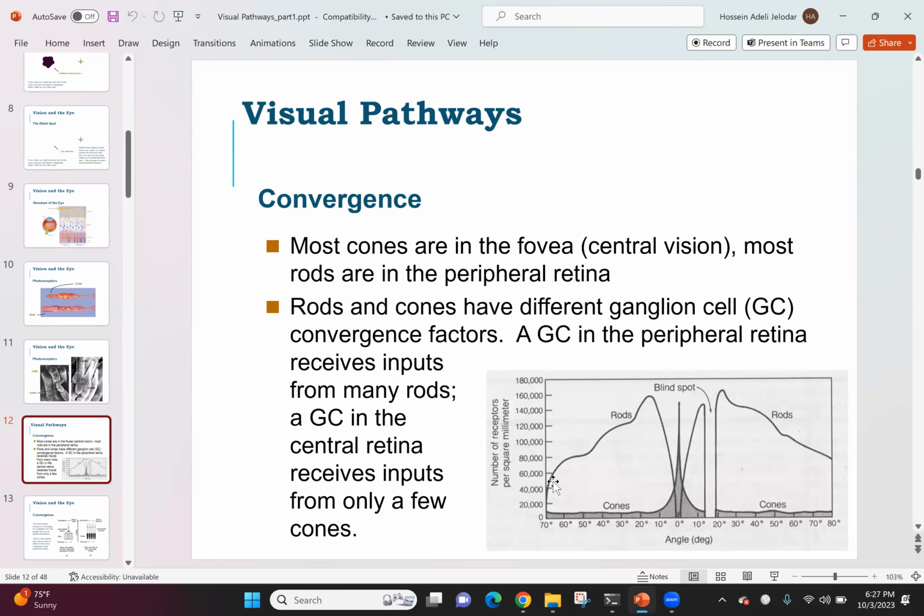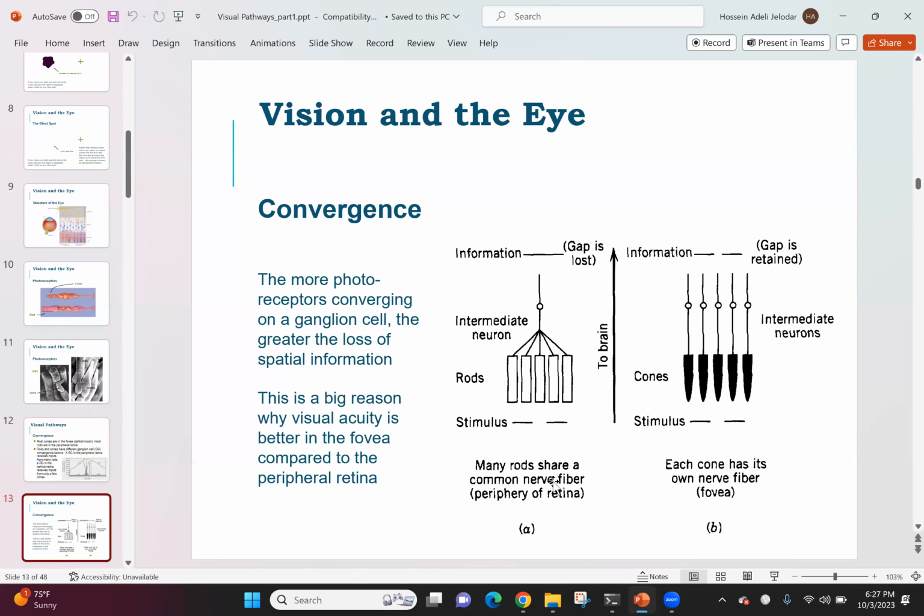Now, something that is very important about cones and rods is that they have very different convergence factors. Now, this is something we talked about. Remember the context of it. If a neuron has a large convergence factor, it means what? What does it mean for a neuron when it has a large convergence factor? Bigger receptive fields, because it's getting input from a lot of different other cells or receptors. Now, if you have a smaller convergence, it means that you're not averaging too many things.